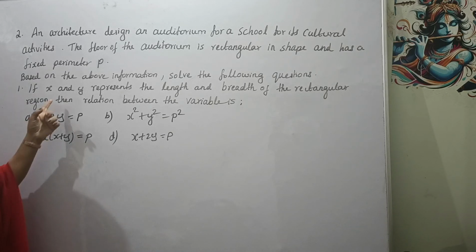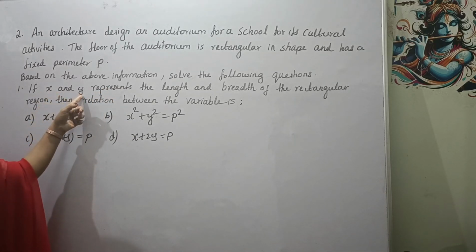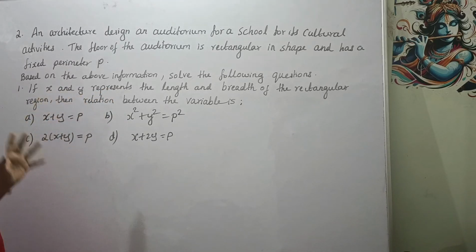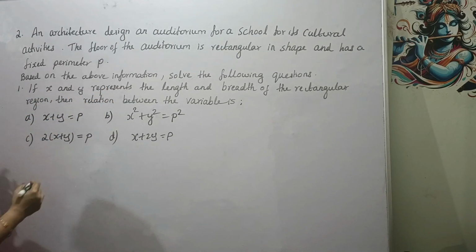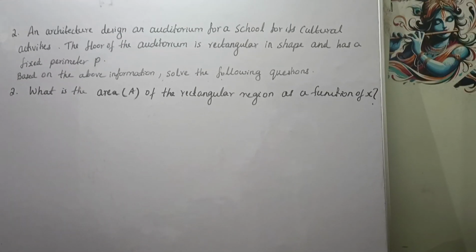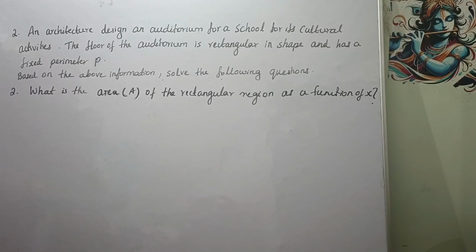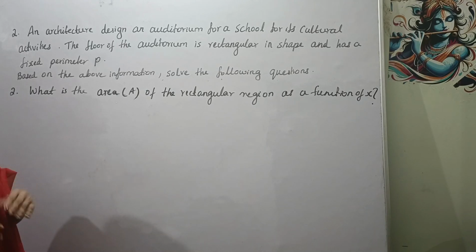That is 2 into x plus y. It is given x is the length of the rectangular region and y is the breadth, right? Therefore, 2 into x plus y is equal to P. So, C is the correct answer. Second question is, what is the area A of the rectangular region as a function of x? Here we know that the area of the rectangle is length into breadth.